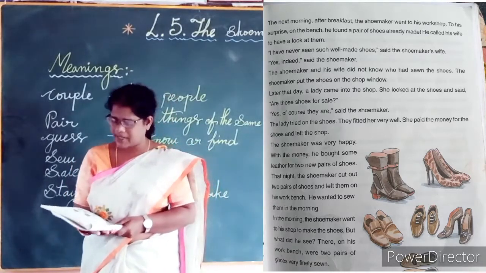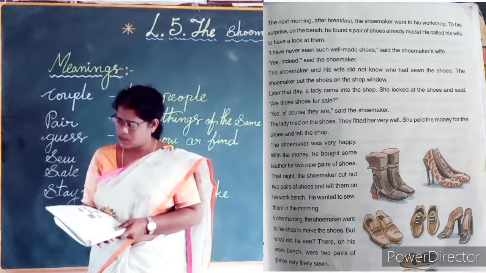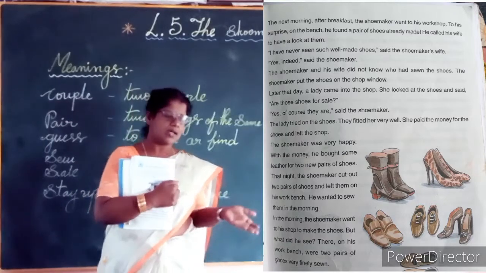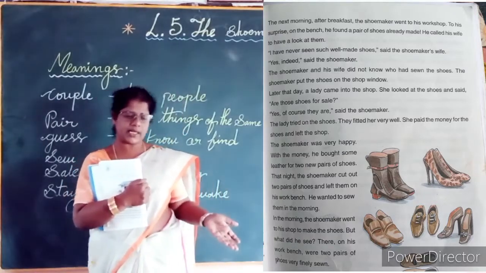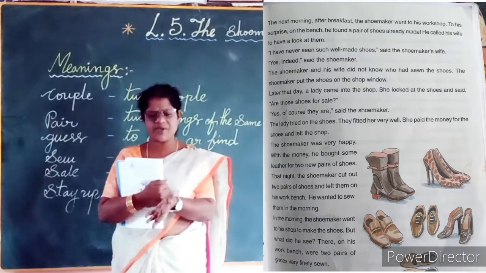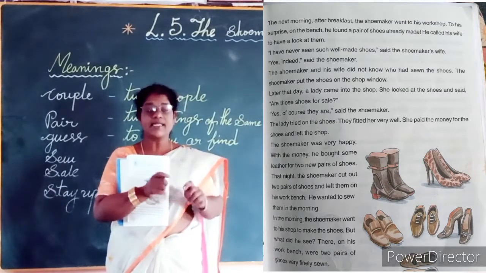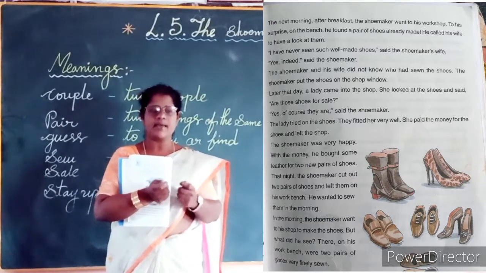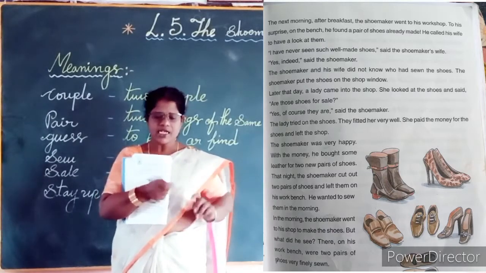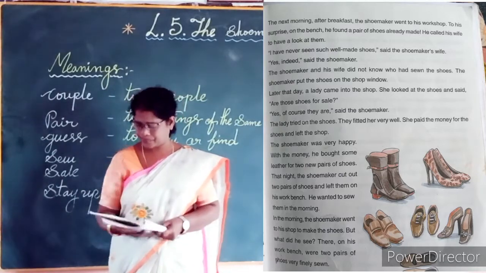Next, the shoemaker and his wife did not know who had sewed the shoes. Who had sewn the shoes? This shoemaker, wife and husband are thinking, who had sewed these shoes? I left the piece of leather here only, he is thinking like that. Sewed is nothing but stitching. If your mother has a tailoring machine in your house, she will sew the clothes, no? Like that, sewing means stitching.